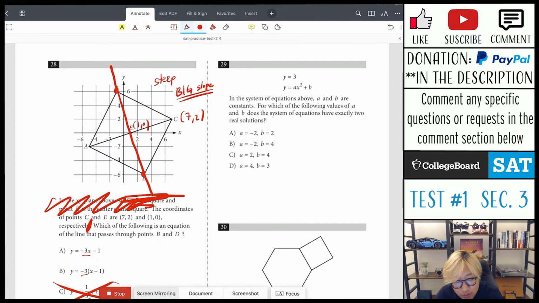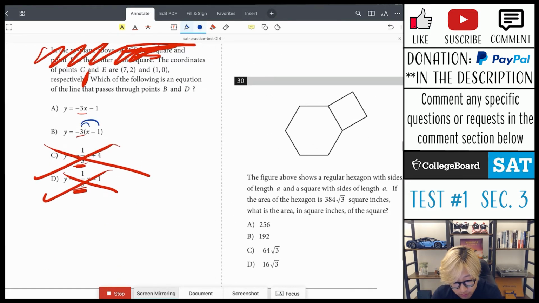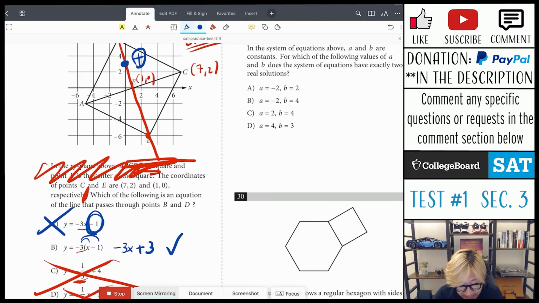Next, let's look at the y-intercept. It looks up there around 3-ish. But remember, it's a positive y-intercept. If you distribute this, that'll be negative 3x plus 3. I like that. A's not it. It's got to be B.